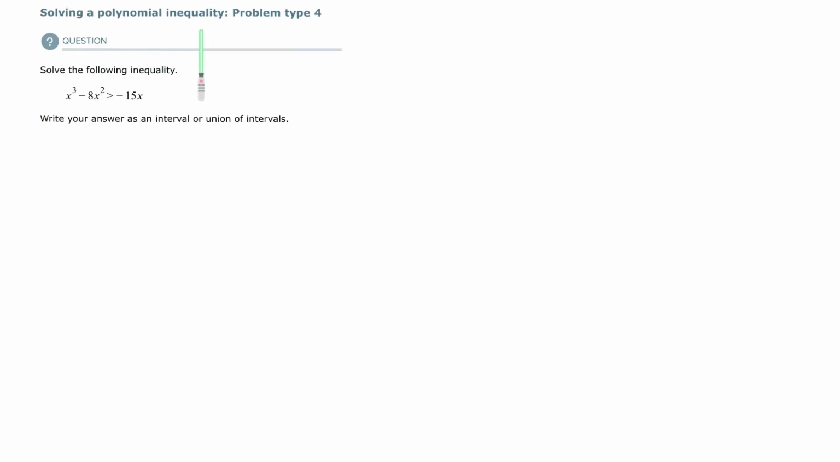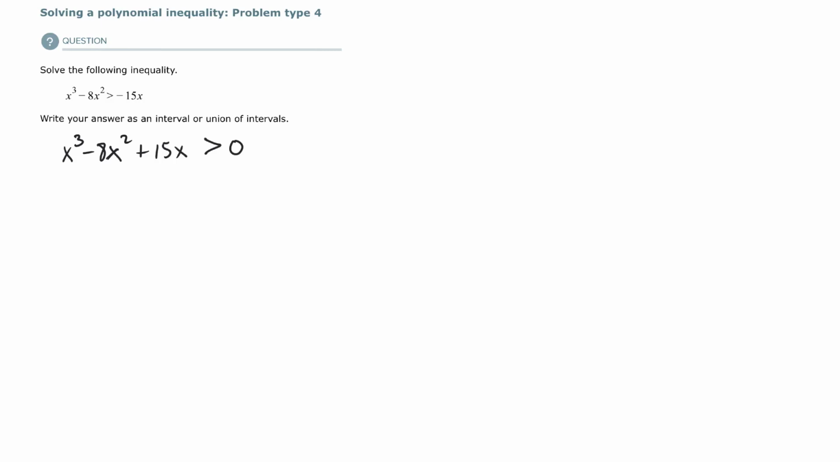Solving a polynomial inequality. Solve the following inequality. X cubed minus 8x squared greater than negative 15x. Write your answer as an interval or union of intervals. The first thing we want to do is actually see if we want this polynomial to be positive or negative. We don't like the way this is written. So let's balance this polynomial and make it look nice. We balance it so that we could see one polynomial, and that one polynomial is now greater than 0.